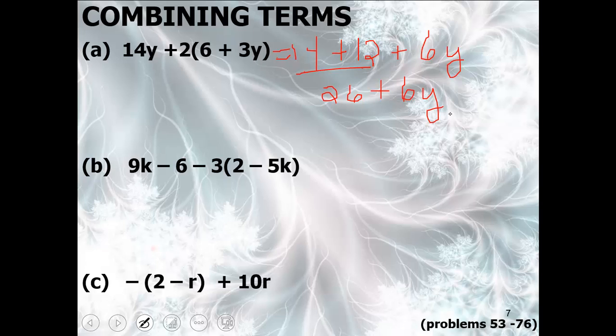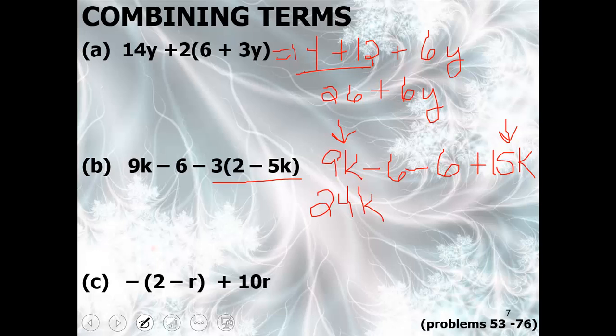Example B, again, I have something that I have to distribute, so I'm going to take care of that first. 9k minus 6 minus negative 3 times 2 is negative 6. Negative 3 times negative 5 is a positive 15k. Now I'm going to combine my like things. I have a k term here and a k term here. They're both positive, so I'm going to add those coefficients together, and I get 24k. Now I have a negative 6 and a negative 6. So that gives me a total of negative 12.